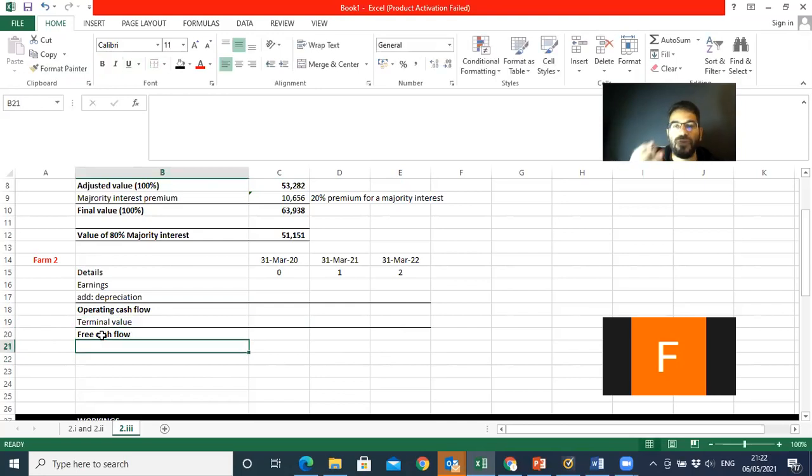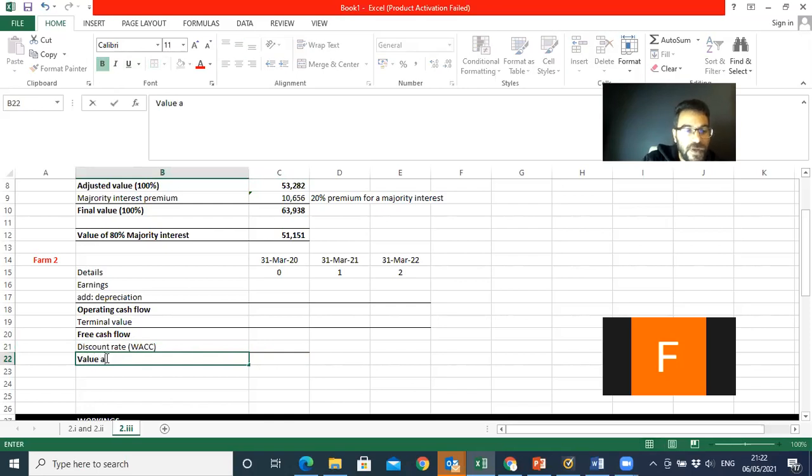So to get a value today, to get a present value, we need to discount future cash flows using an appropriate discount rate. The appropriate discount rate is WACC, or your required rate of return. So the appropriate discount rate is WACC, and that will give us our value.